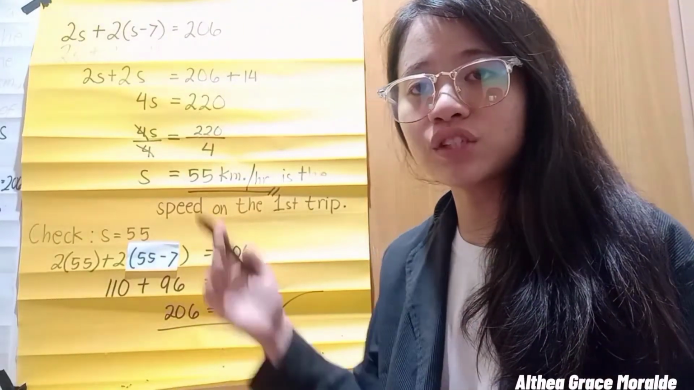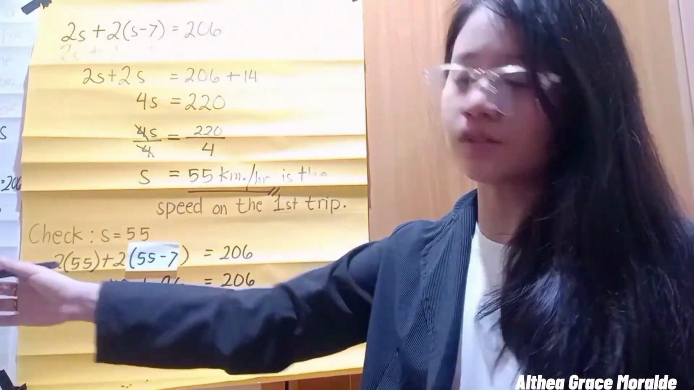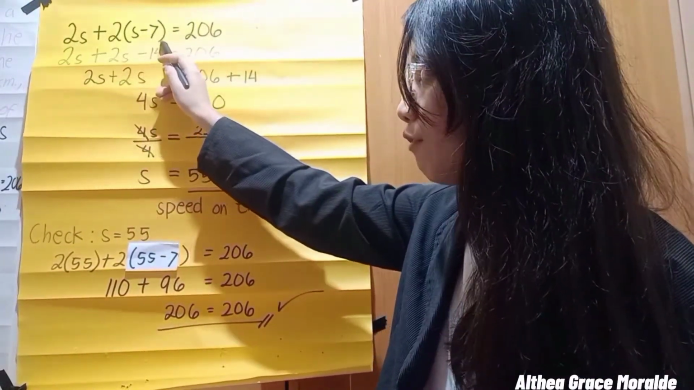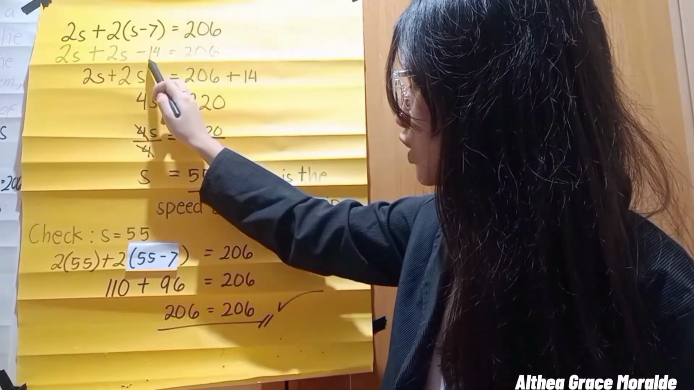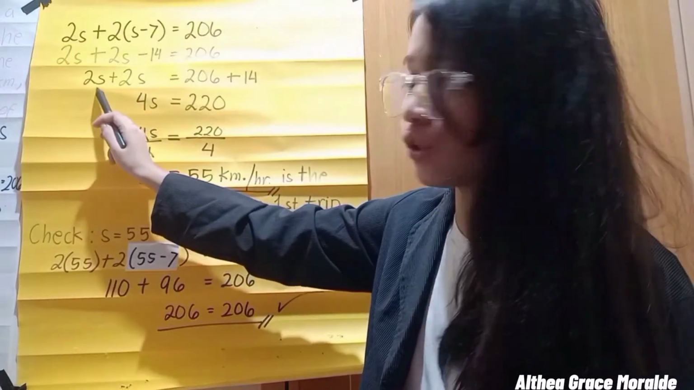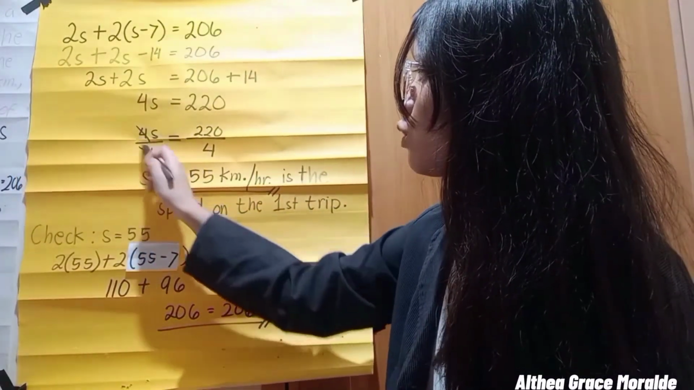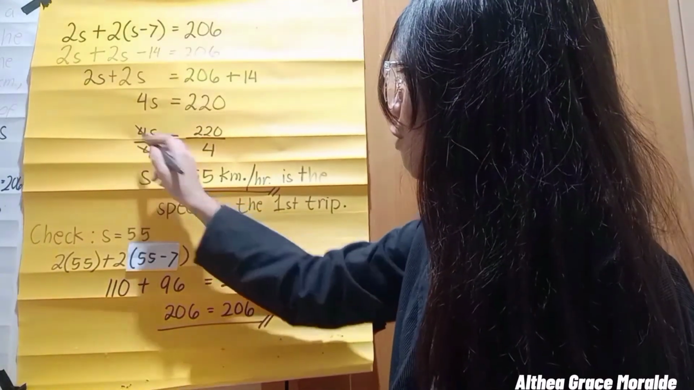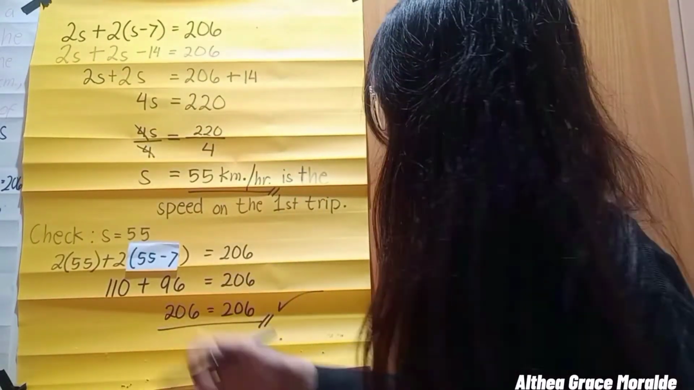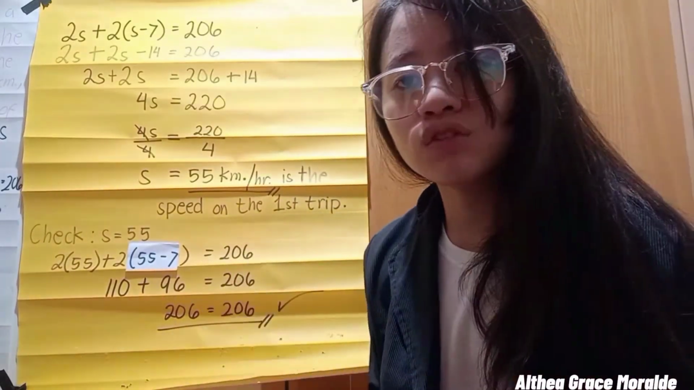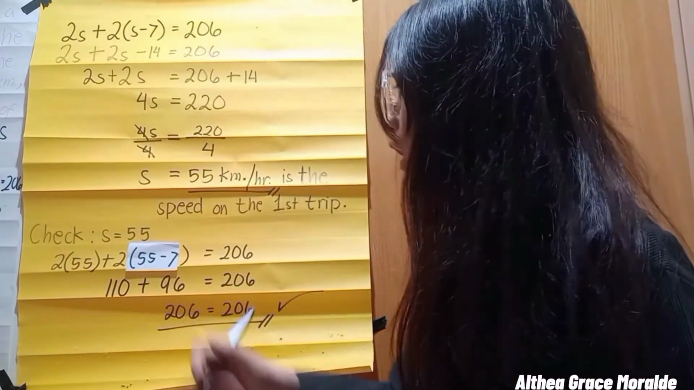Now we're going to use this equation to solve for our speed. So we're going to solve for this value first. 2 times s minus 7 becomes 2s minus 14. We are going to transpose 14 and add these two values. Now in order for us to solve for speed, we're going to have to divide both sides by 4 to get our final answer, which is 55 kilometers per hour, the speed on the first trip. Now if you want to check it, substitute the value of s in our given equation below.